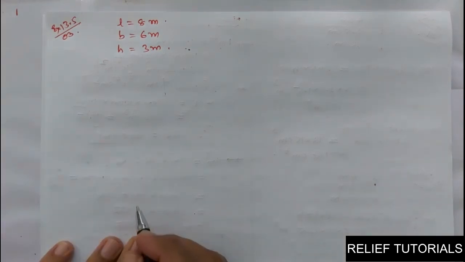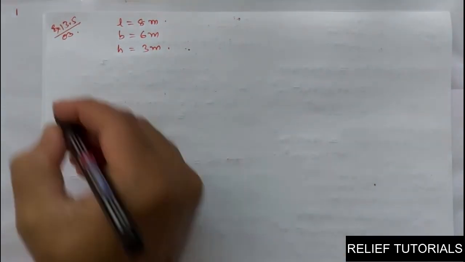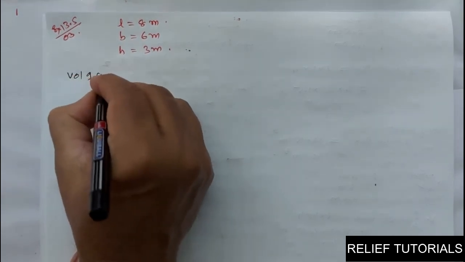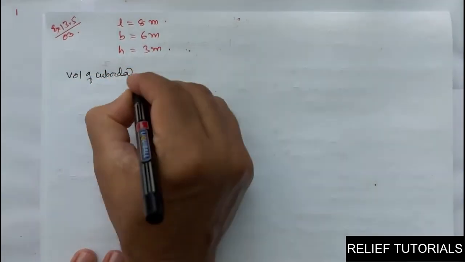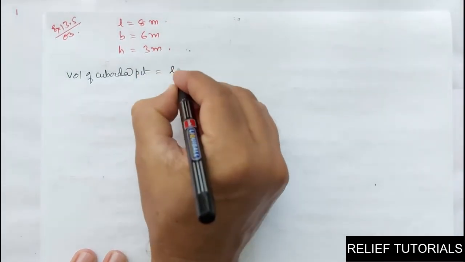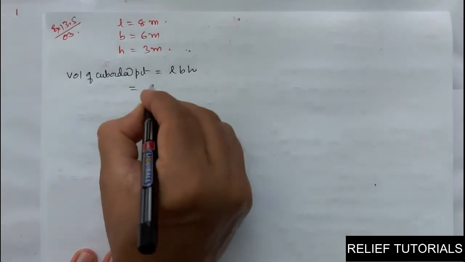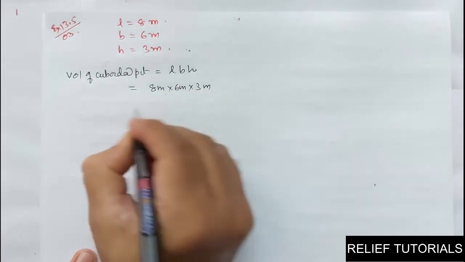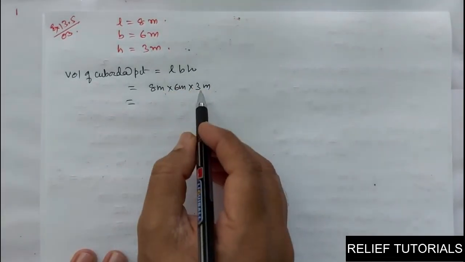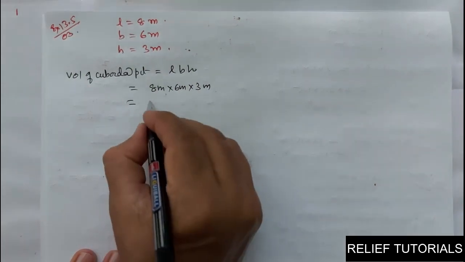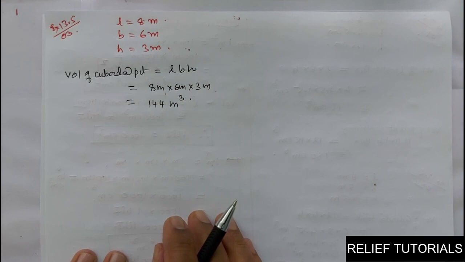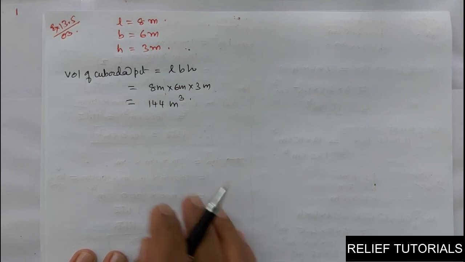So we will find volume of that pit, how much earth will be dug out. So volume of cuboidal pit is equal to L B H. So that is equal to 8 meter into 6 meter into 3 meter. 8 threes are 24, and 24 sixes we have to find out. So that is 144 meter cube. Okay, so this is the volume.